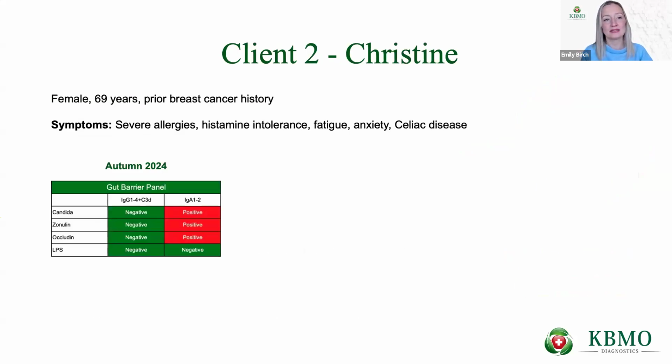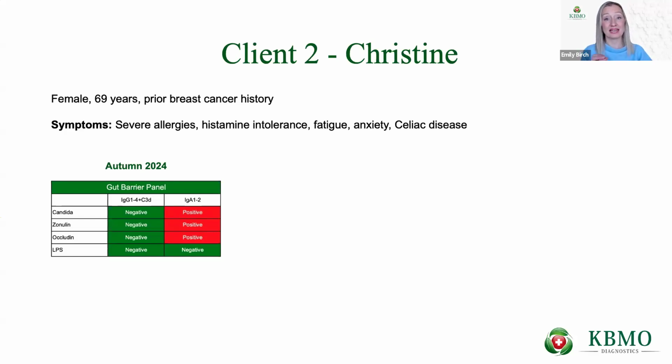So client 2 is Christine. She's 69 years old, female, and she's got prior breast cancer history. The symptoms that she's come forward with are severe allergies, histamine intolerance, fatigue, anxiety, and celiac disease. You can see that her gut barrier panel here looks slightly different. There's no sliding scale, and that is simply because the sliding scale is a relatively new, this year, introduction to the KBMO gut barrier panel.